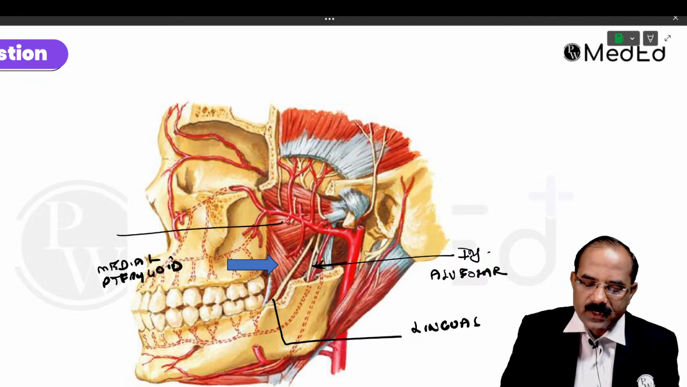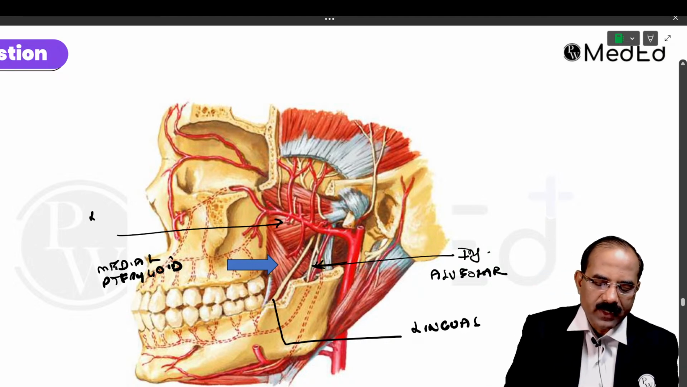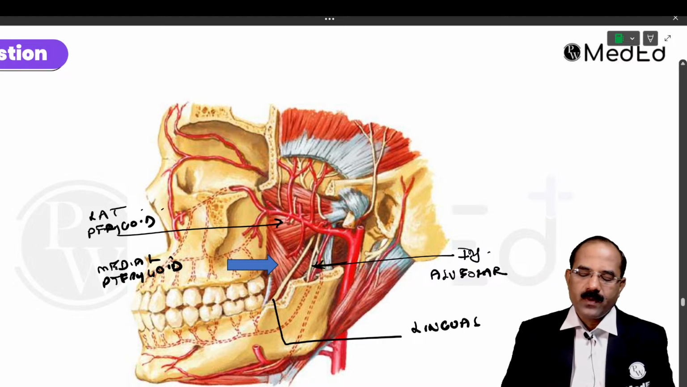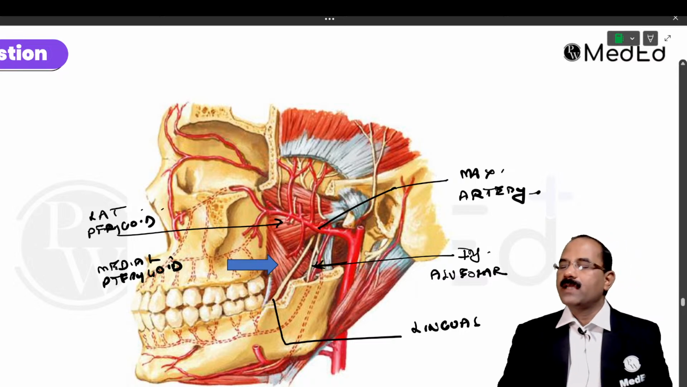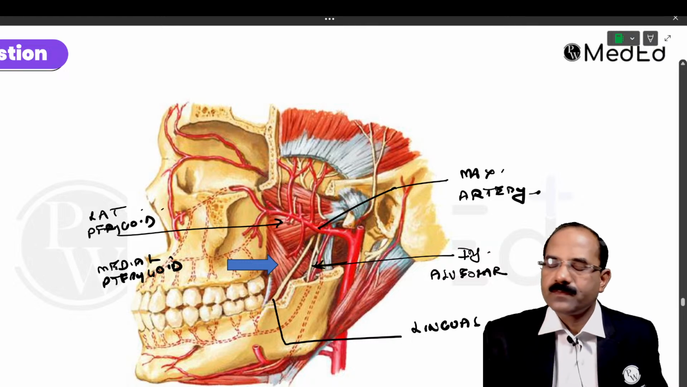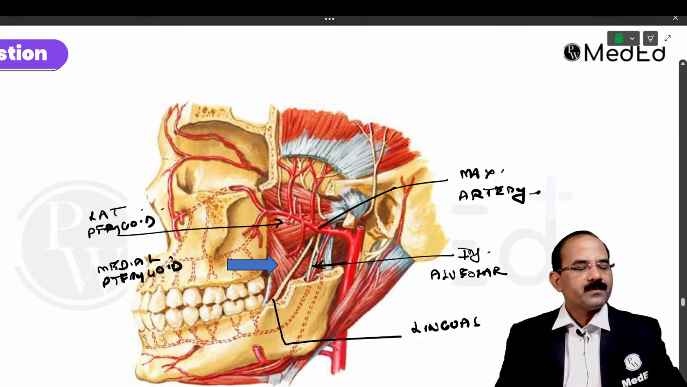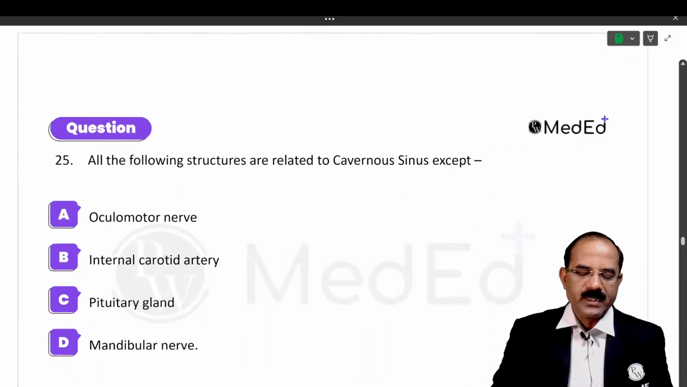And what muscle is this? Which muscle is this? Okay, what is this muscle? That's the lateral pterygoid. And what is this artery? That's the maxillary artery. This is clear, perfect to all of you, children. Okay, perfect. Coming to the next MCQ.